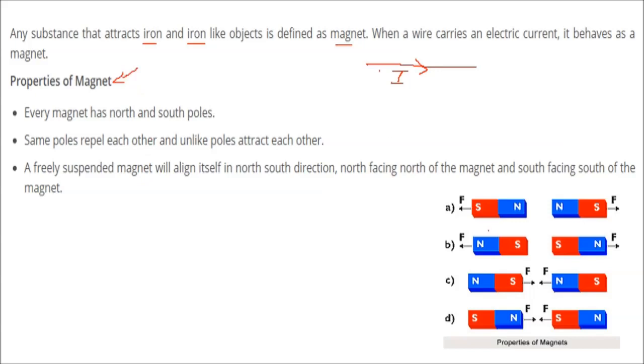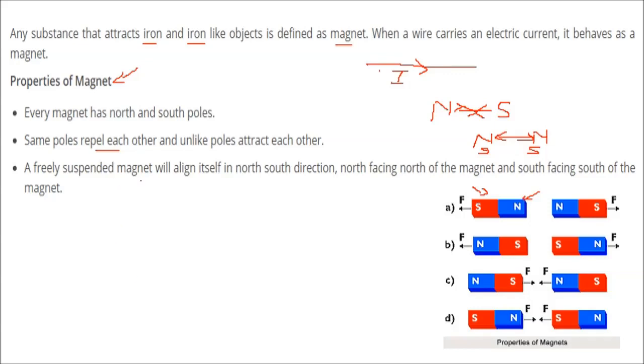Every magnet has a north pole and a south pole. Same poles, they repel each other, and unlike poles, they attract each other. That means north and south, they are going to attract each other, while north and north, they are going to repel each other. Same goes with south and south.